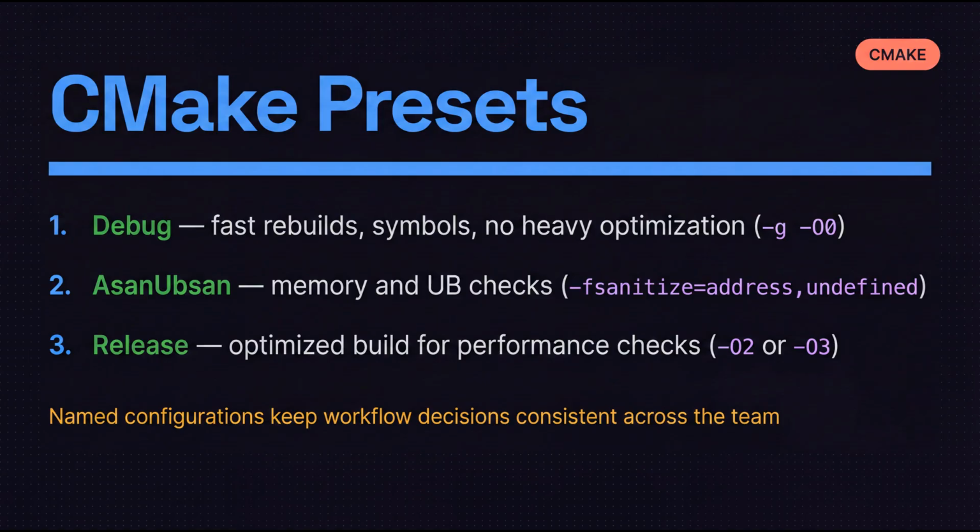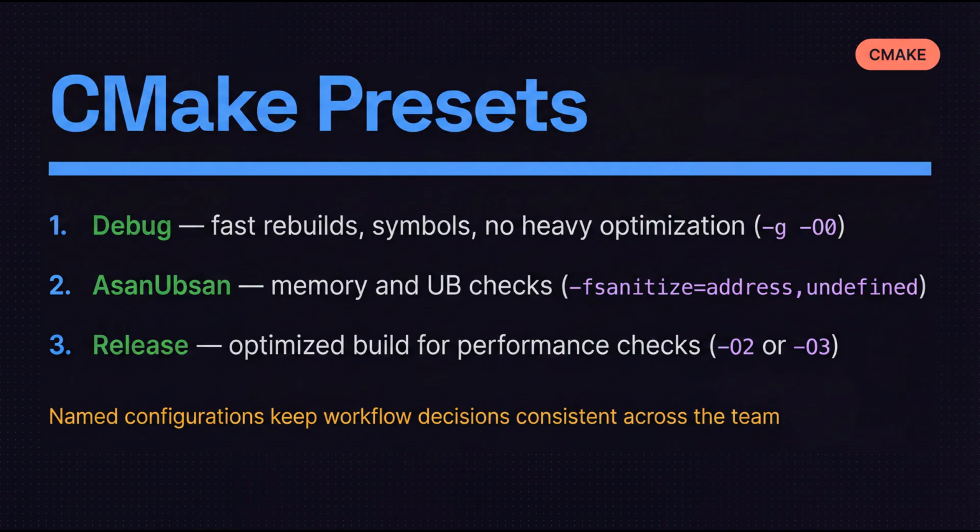Asan Ubsan: AddressSanitizer and UndefinedBehaviorSanitizer enabled. Use this configuration when you suspect memory errors or undefined behavior. Run your test suite under this configuration regularly, ideally in CI.